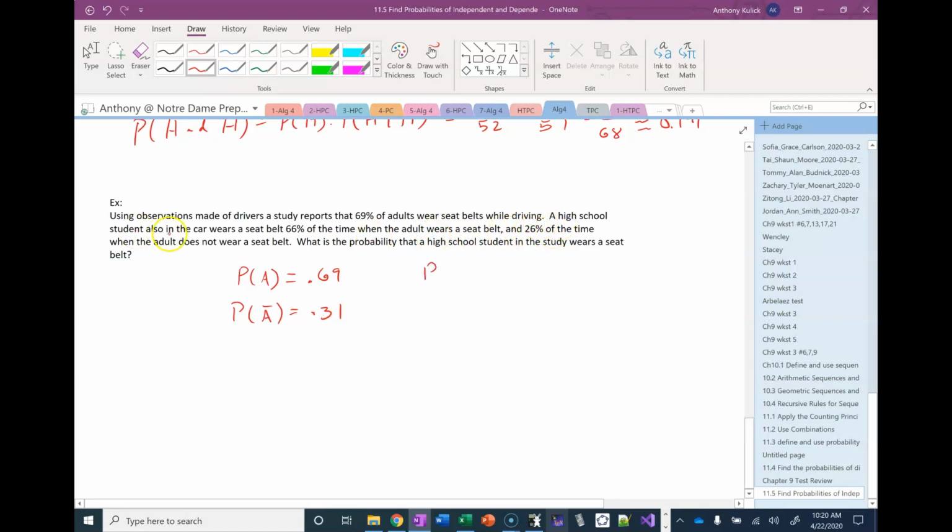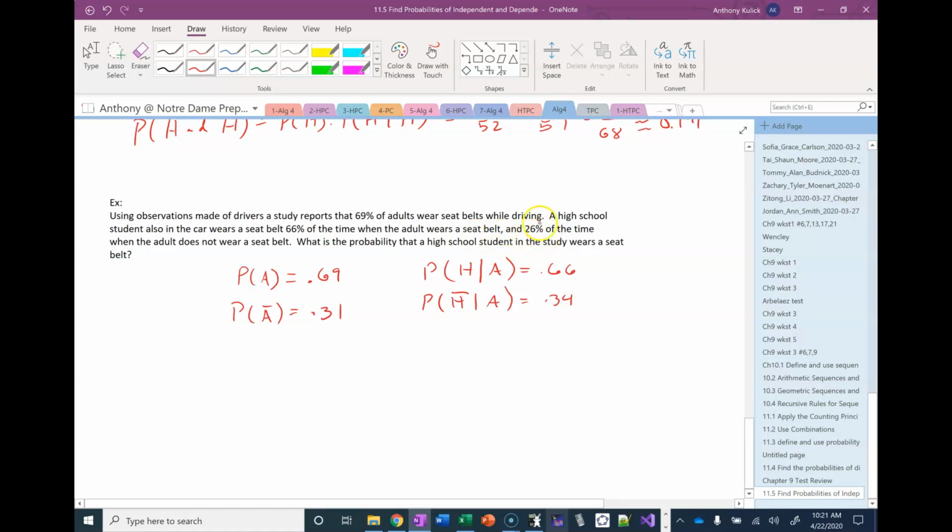It then says a high school student, also in the car, wears a seatbelt 66% of the time when the adult wears a seatbelt. So the probability the high school student wears a seatbelt given that the adult wears the seatbelt is 0.66. So the probability the high school student does not wear a seatbelt given the adult wears a seatbelt is 0.34.